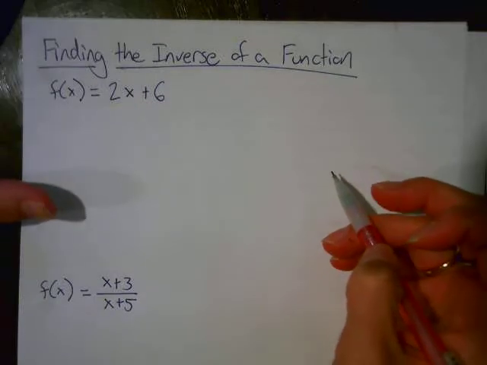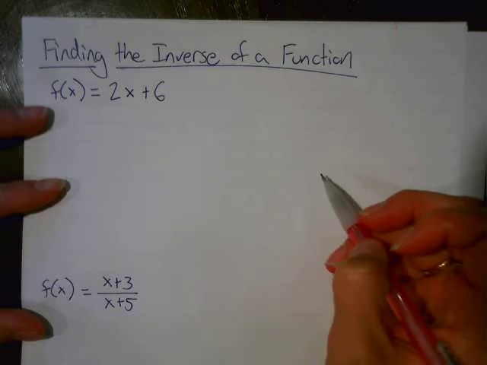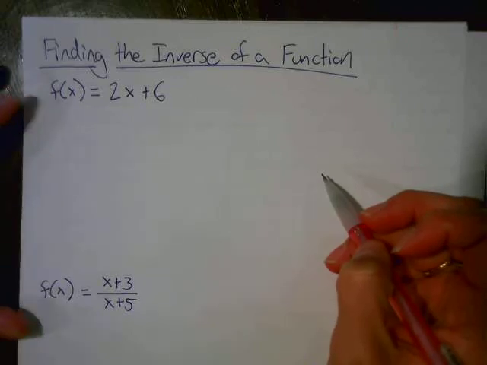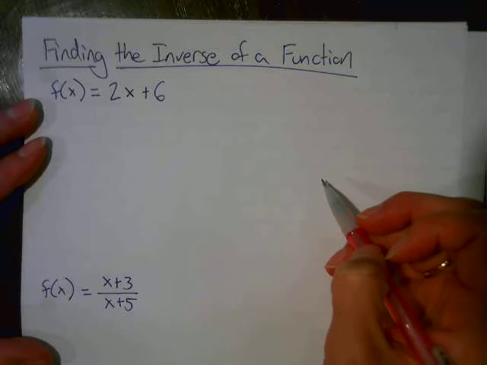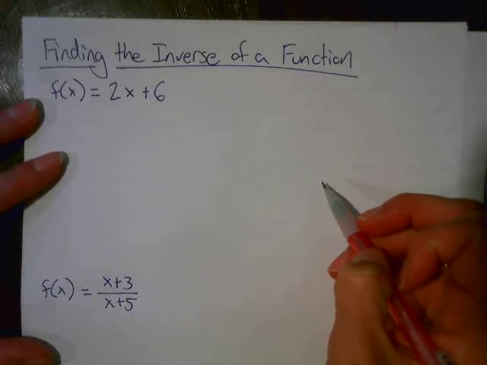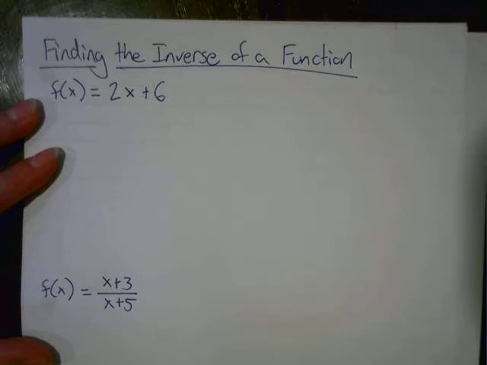Alrighty, so in this video, I'm going to be doing two different examples of how to find the inverse of a function. For the first function, we've got f of x equals 2x plus 6. Now remember, whenever we're finding an inverse function, we first want to determine if the function even has an inverse by thinking about whether it's one-to-one or whether or not it passes the horizontal line test.